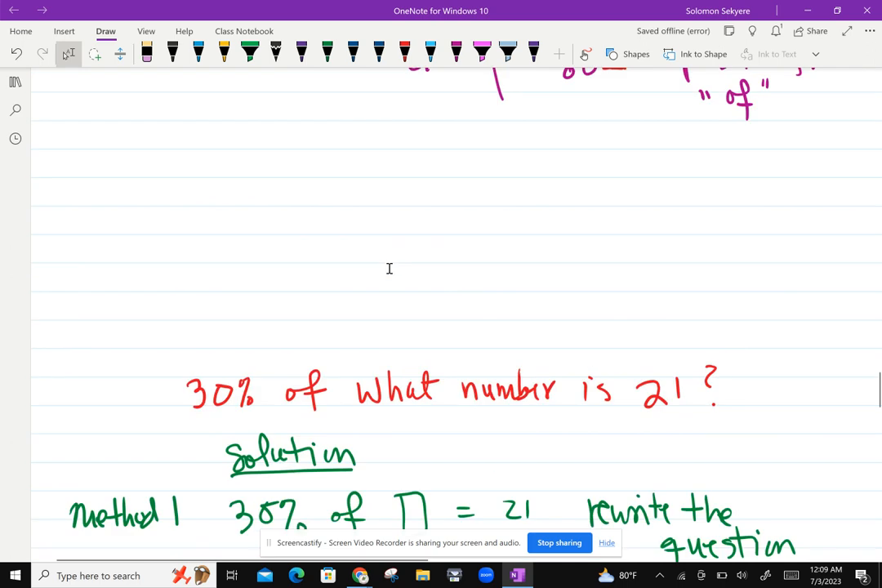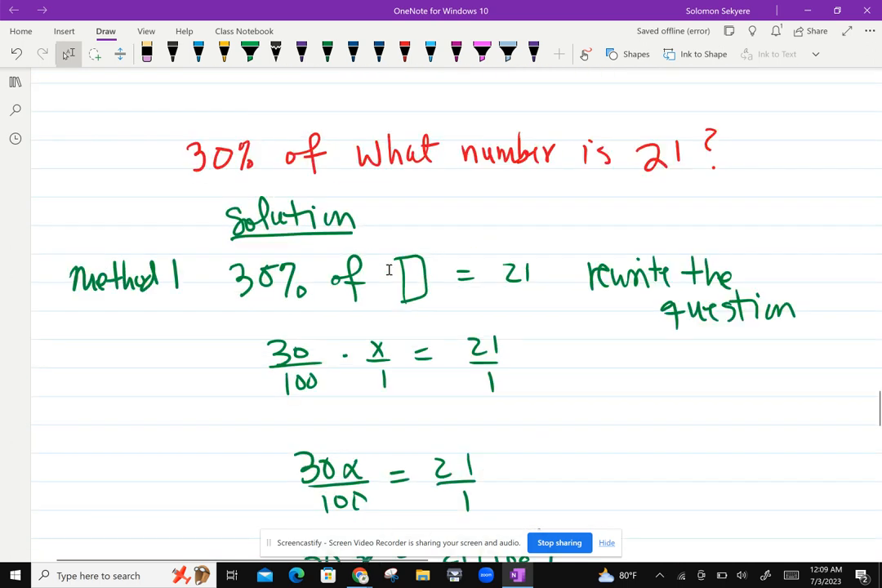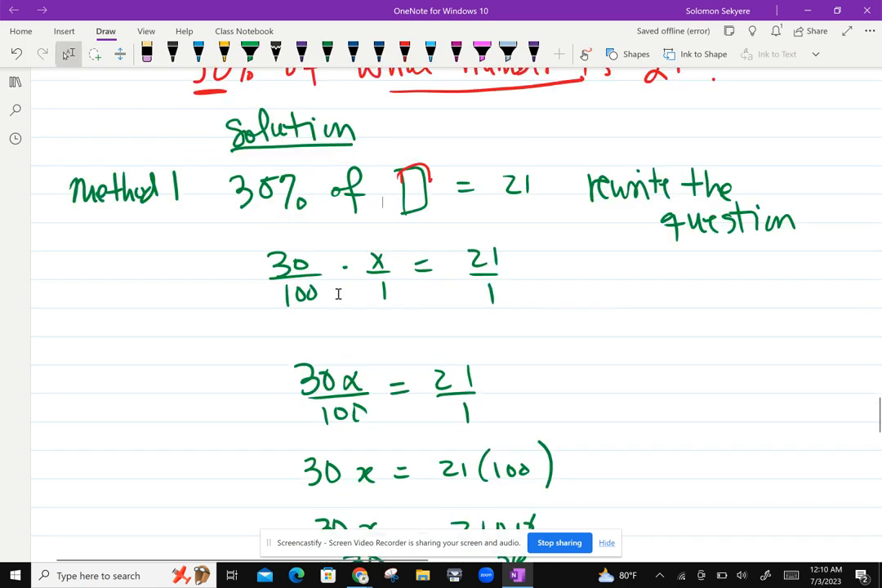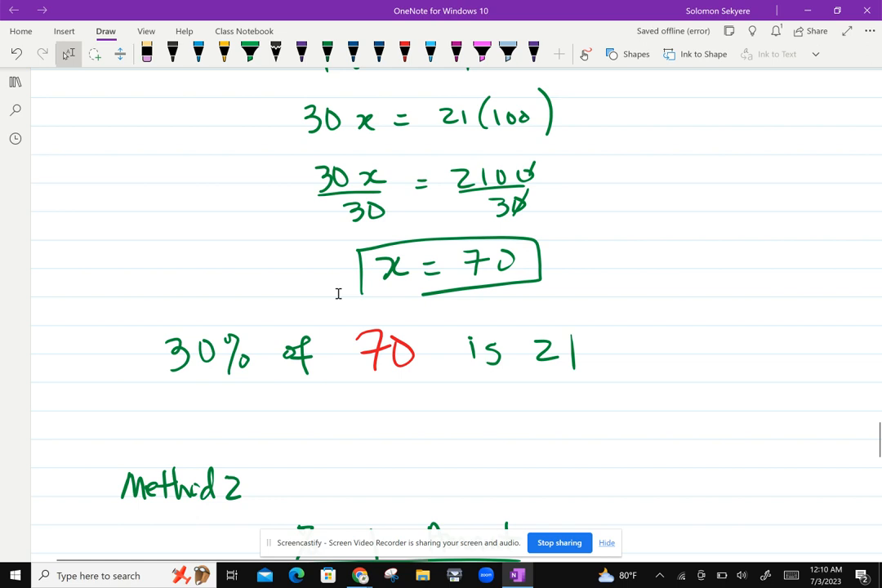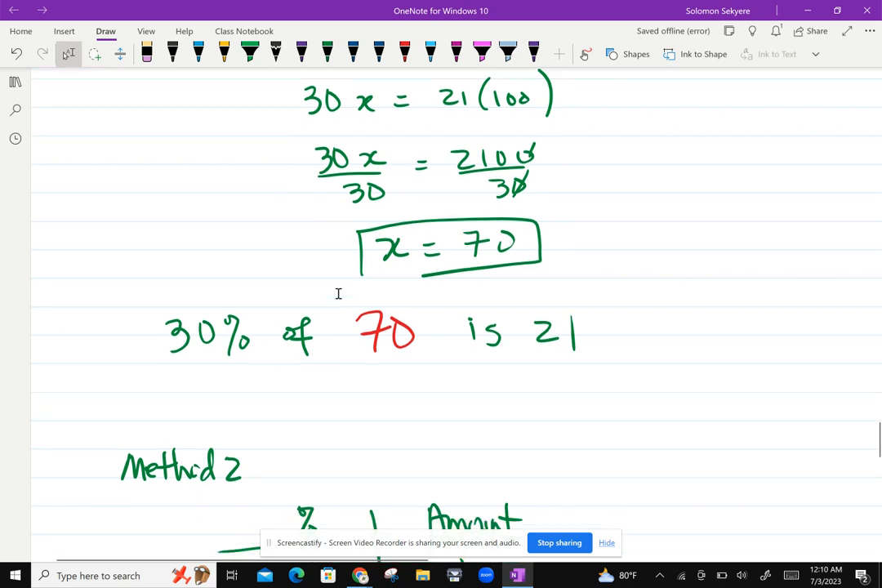Then the question: 30% of what number is 21? What have you been asked to calculate? You have a percent. You want a number. 30% of, write this. That's your variable that you don't know. Plug it in. Calculate it. Say 30% of 70 is 21.